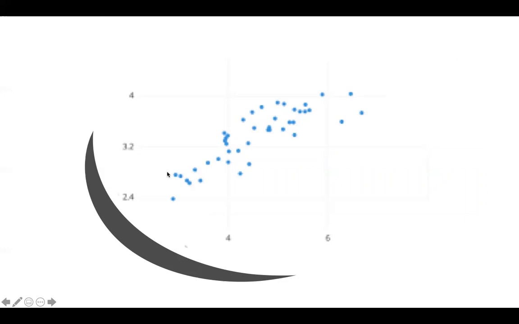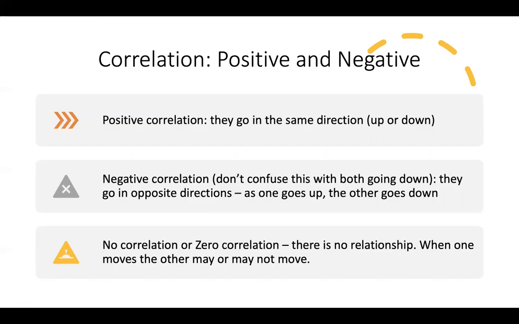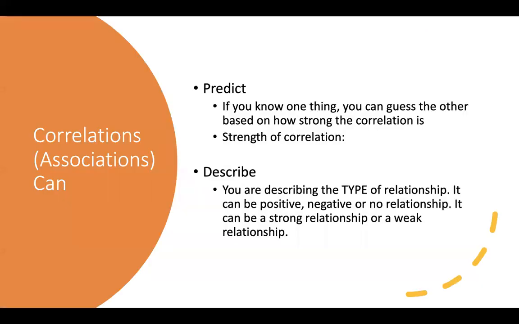When you look at a scatter plot of a zero correlation, you won't be able to fit a line. It's just going to be a bunch of dots that don't go in any particular direction. And that means there's no relationship. It's basically a zero correlation. You can use correlation to predict or describe.